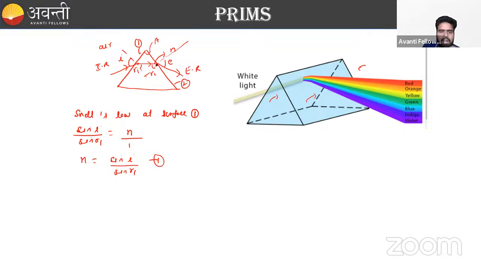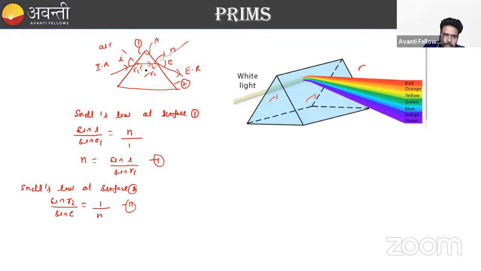If you want to apply the law of refraction, Snell's law, at the second surface, we again apply Snell's law at surface 2. In this surface, the angle R2 acts as the angle of incidence. We can say that sine R2 upon sine E must be equal to 1 upon n. So we can also apply Snell's law in this manner.